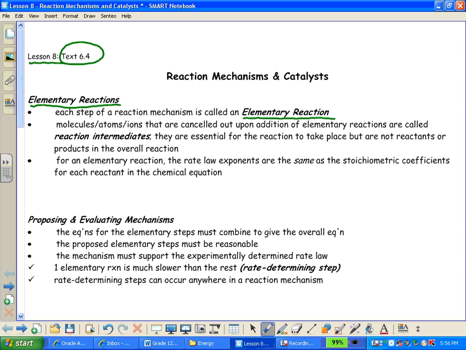Molecules, atoms, ions that are canceled out upon addition of elementary reactions are called reaction intermediates. Okay, so key word here. Anything that is not part of that final target equation we were looking at with Hess's law, if it is not part of that, then we call that a reaction intermediate. They are essential for the reaction to take place, but are not reactants or products in the overall reaction.